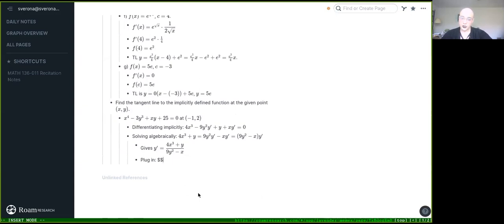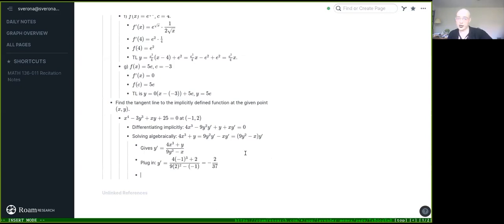But I need it at (-1, 2). So I'm going to punch in -1 for x and 2 for y. So y prime is going to be 4 times -1 cubed plus 2, over 9y squared, so 9 times 2 squared, minus -1, right? And so let me get a better look at this. That looks like it's going to be a -4 plus 2, so a -2 on top. And then the bottom, I think, is going to be 37, which is a bad number, but okay. Negative 2 over 37. Okay.